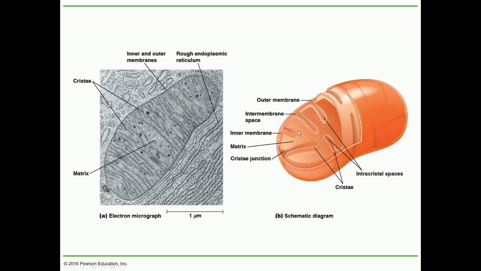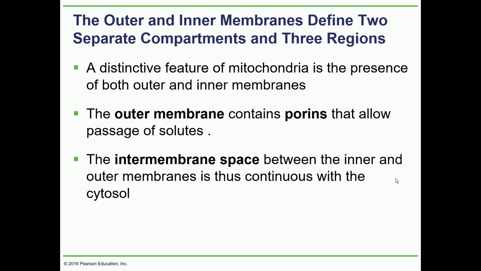And this invaginated inner membrane is called cristae, and this space is called intercristal space. So this is the basic structure of mitochondria. The outer membrane has porins. We have already discussed in previous chapters what porins are, and the intermembrane space is between the inner and the outer membrane. Okay, this is all what I just said.